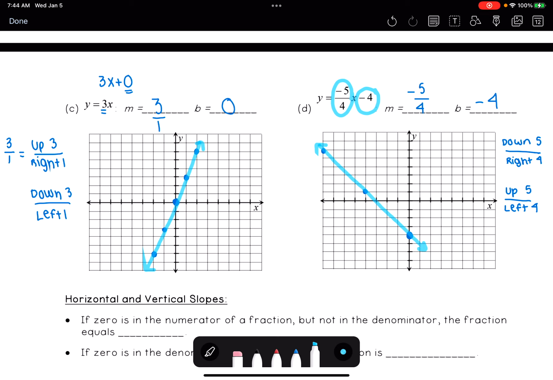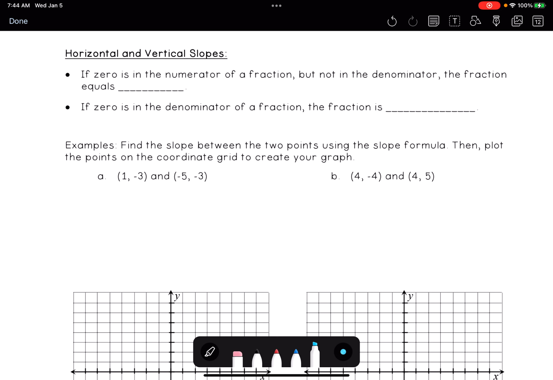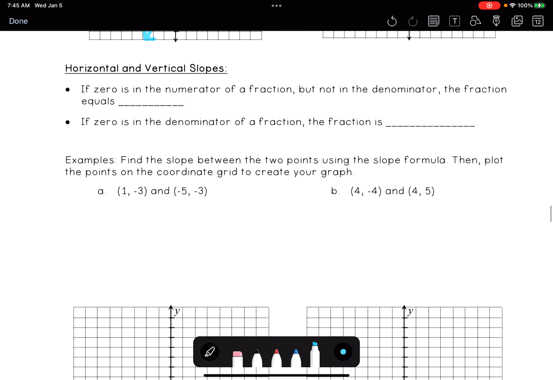Last time, you remember when we learned about slope, we also learned about horizontal and vertical slopes. So if 0 is in the numerator of a fraction, but not in the denominator, our numerator is up top and our denominator is some number on the bottom. So 0 divided by any number, we can do that. So our fraction is actually going to be equal to 0.